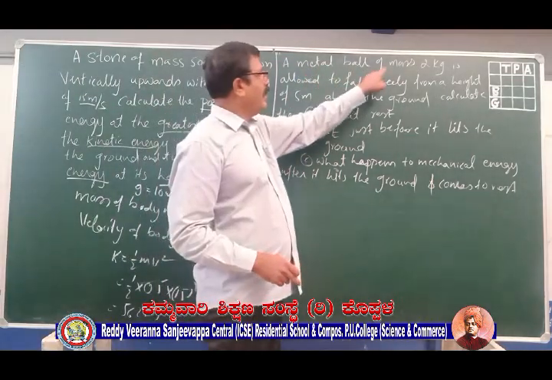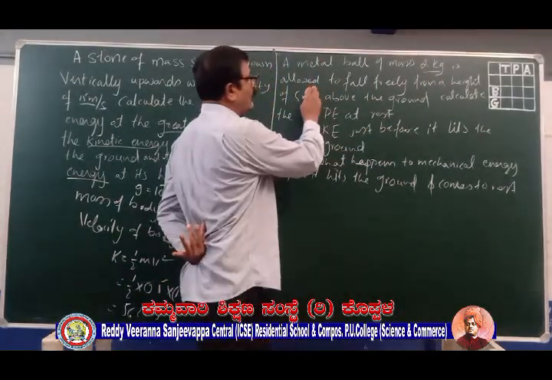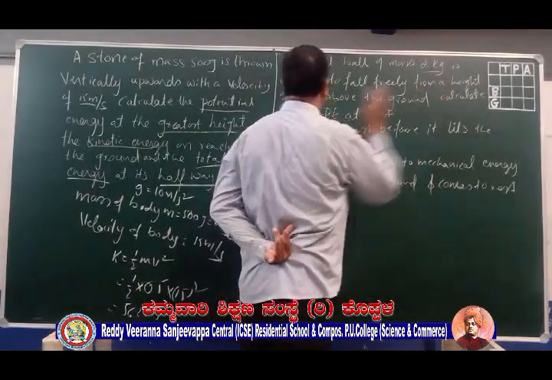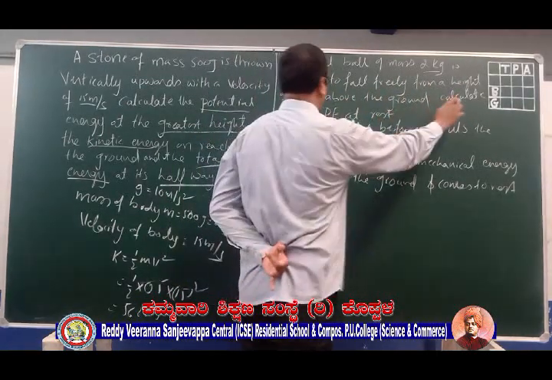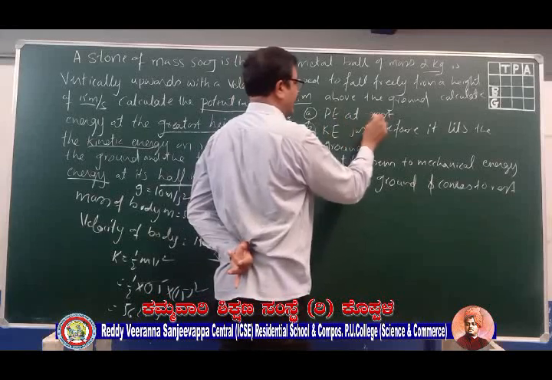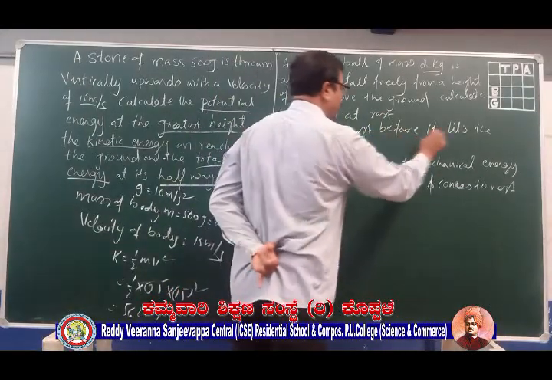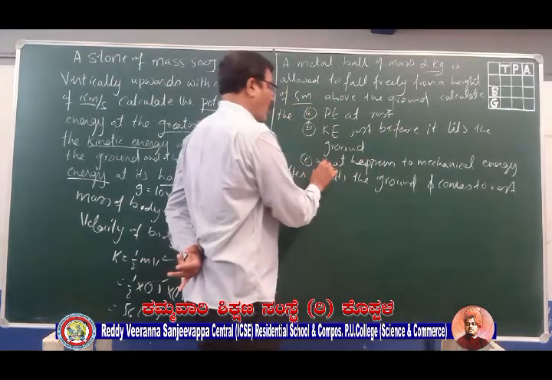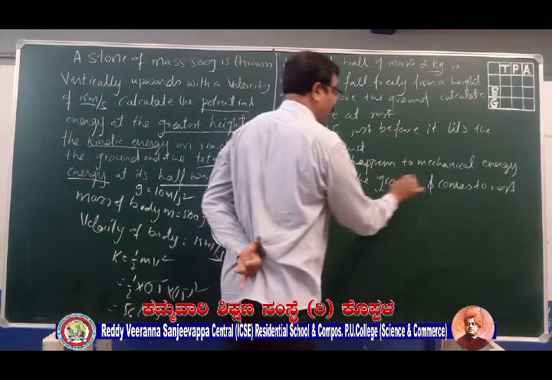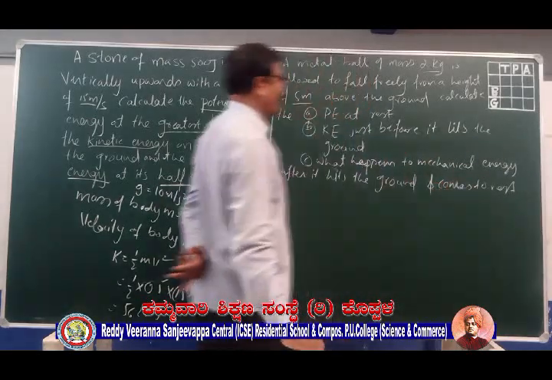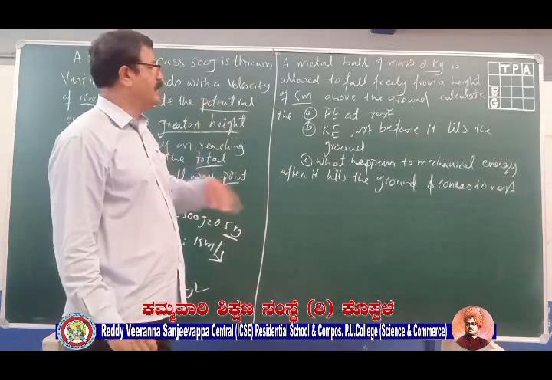A metal ball of mass 2 kg, he has given the mass as 2 kg, is allowed to fall freely from a height of 5 meter above the ground. Calculate: A, potential energy at rest; B, kinetic energy just before it hits the ground; C, what happens to mechanical energy after it hits the ground and comes to rest? Now we'll solve it, once again using the same principle.